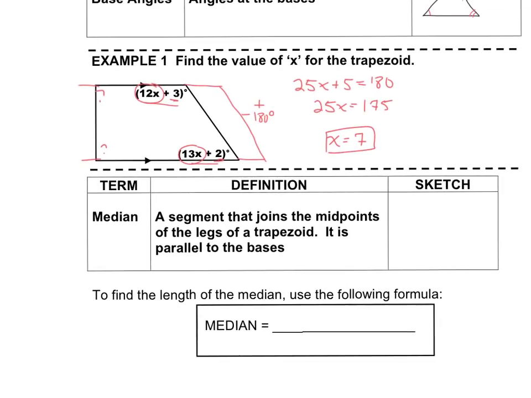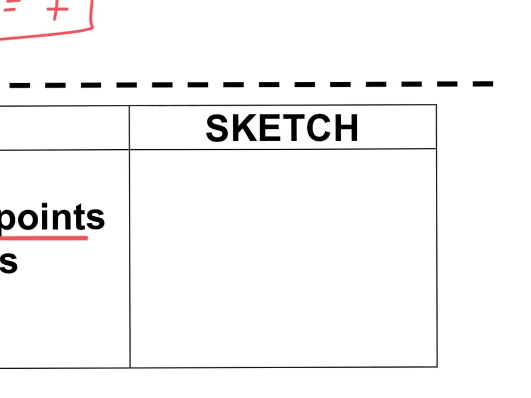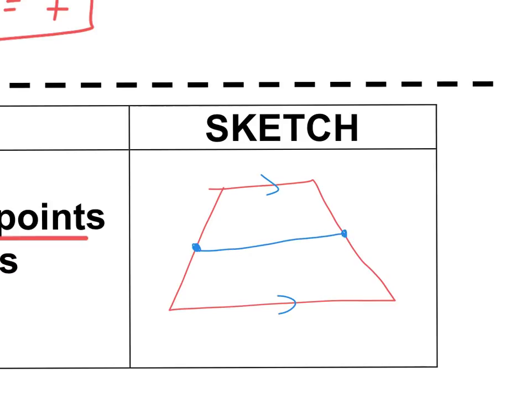Now, there's a special segment in trapezoids called the median. It joins the midpoints of the legs of the trapezoid, and it's parallel to the bases. So if I draw my trapezoid, and I know that I have parallel lines here and here, if I found the exact center of both sides and connected those together, that would be the median. And it is also parallel.